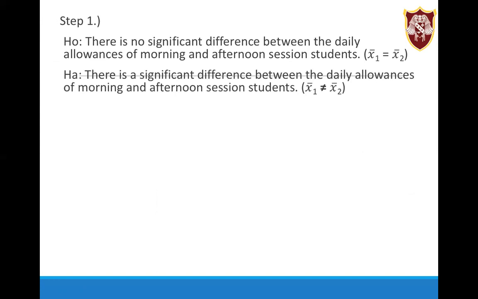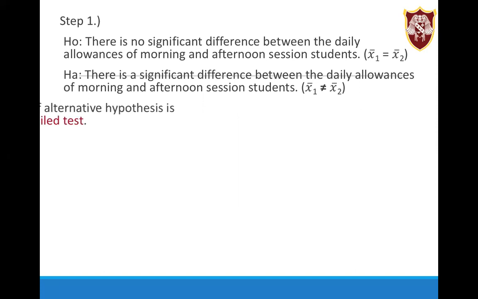And then for our alternative hypothesis, we state that there is a significant difference between the daily allowances of morning and afternoon session students. So in symbols, we write mean x1 is not equal to mean x2. Take note of the inequality symbol. We did not use the greater than or the less than symbol. Instead, we have the unequal sign.